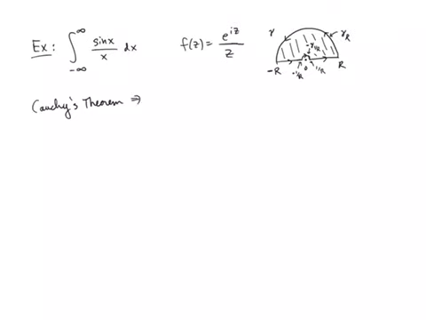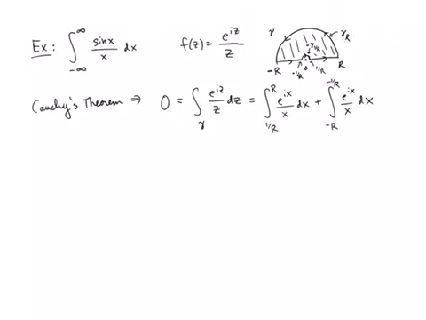So actually Cauchy's theorem implies that 0 is equal to the integral around gamma of e to the iz over z dz, and this is equal to the integral from 1 over r to r of e to the ix over x dx plus the integral from negative r to negative 1 over r of e to the ix over x dx, and then plus the integral along gamma sub r of e to the iz over z dz, and then plus the integral over gamma sub 1 over r of e to the iz over z dz.